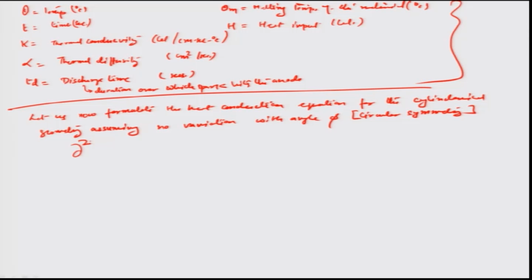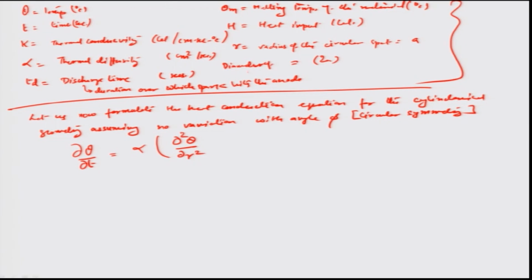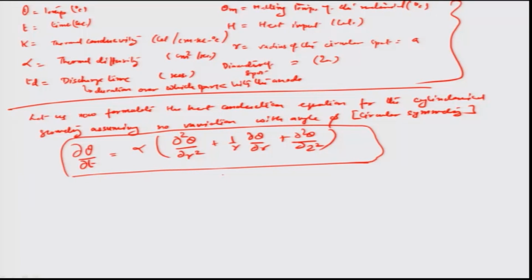So we can write this equation as: del theta by del t equals thermal diffusivity alpha times del 2 theta by del r2, r being the radius of the circular spot, which in this case is a, the diameter being 2a, the spot size. So del 2 theta by del r2 plus 1 by r del theta by del r plus del 2 theta by del z2 equals 1 by alpha del theta by del t. That is how the governing equation is represented for this circular geometry.